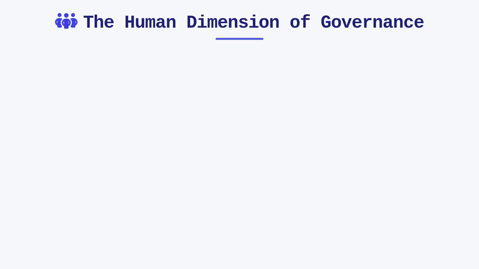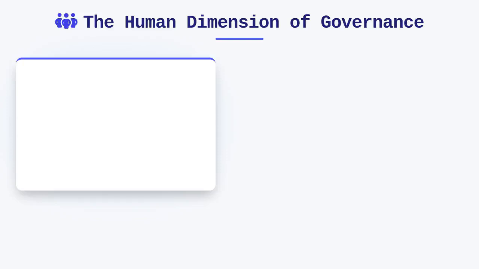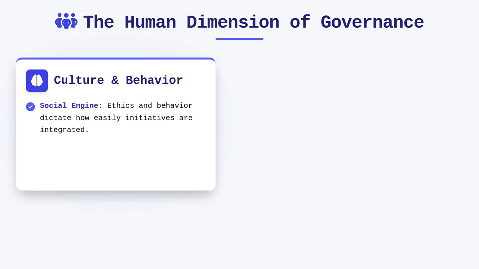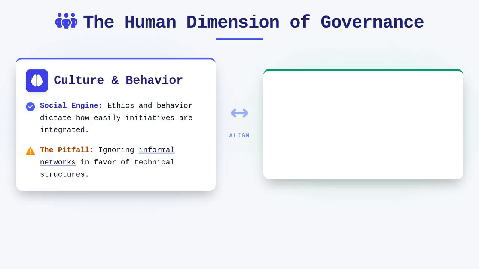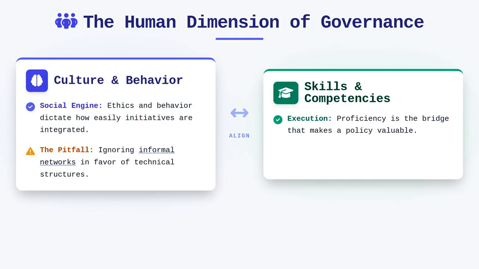Moving beyond the technical or structural, we encounter the cultural and human elements of the system. Culture, ethics, and behavior are components that determine how easily the organization accepts and integrates new governance initiatives. It is a common mistake to focus exclusively on technical structures while ignoring the informal human networks that actually dictate how things get done. Alongside this, we have skills and competencies which ensure that the right human capital is available to execute the governance tasks.